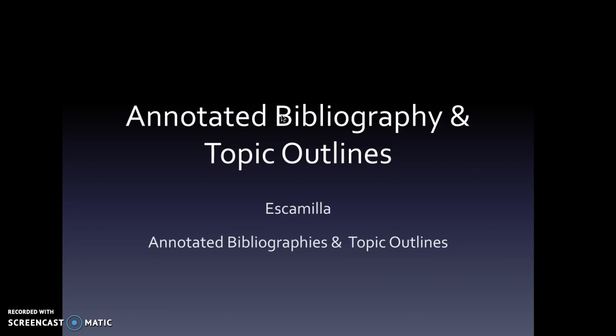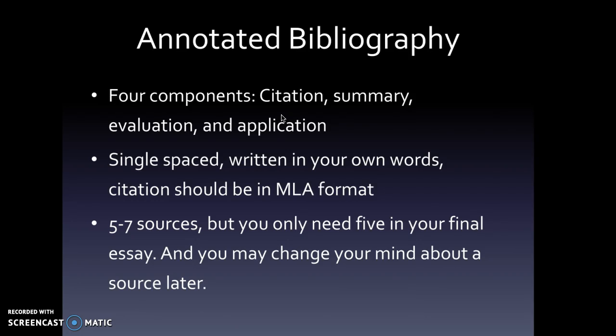So today we talked about annotated bibliographies and topic outlines, just the beginning part of topic outlines. An annotated bibliography is basically your resources for the research paper with notes after each entry. There are 4 components for each entry. There's the citation, that's the author's name, the title, the source, the date, and such of your source.